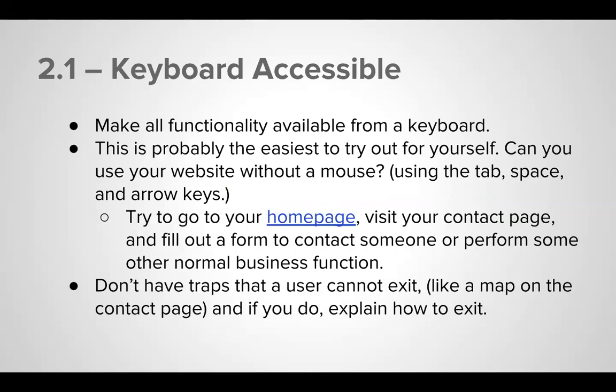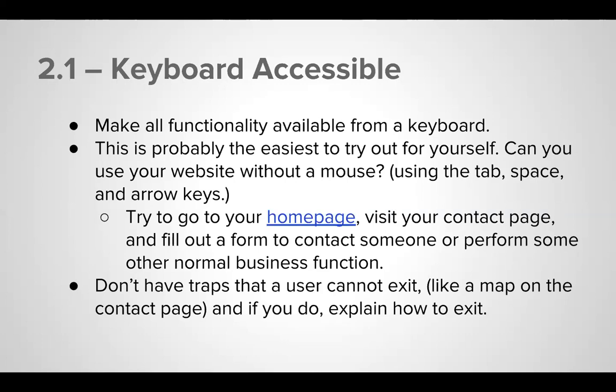All right, so next, keyboard accessible. This is something that most people who don't have a disability aren't even aware of, but you actually need to be able to navigate your website entirely from a keyboard. This is actually kind of fun to try. Using only the tab, space, and arrow keys, see if you can navigate around your website. As a test, try going to your home page and see if you can visit your contact page and fill out the contact form or do some other business function only using your keyboard.